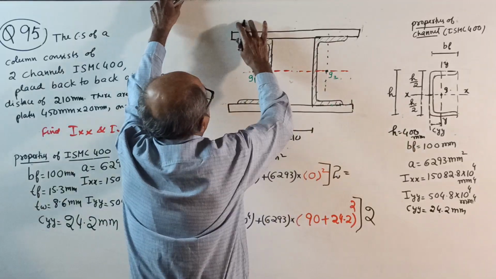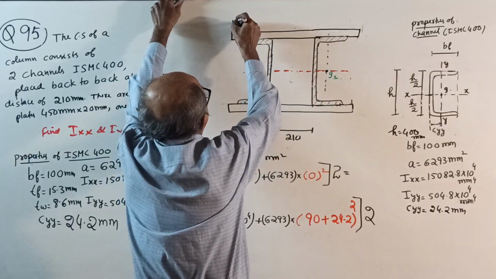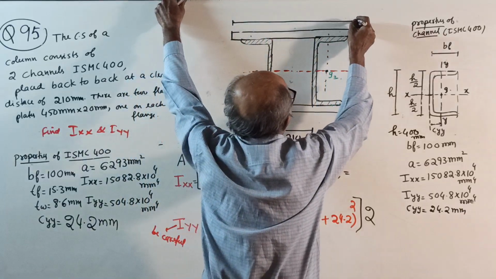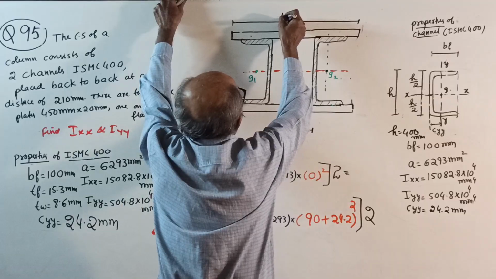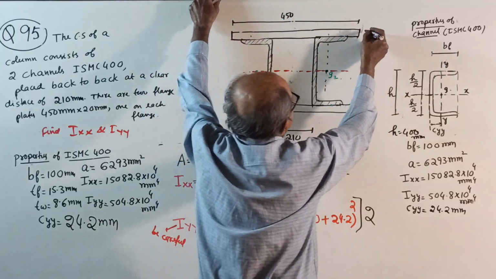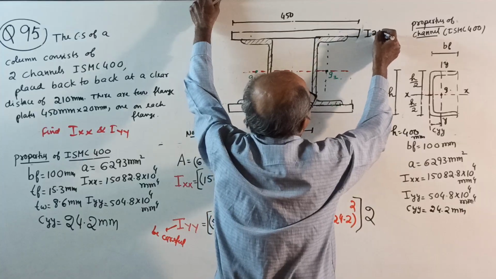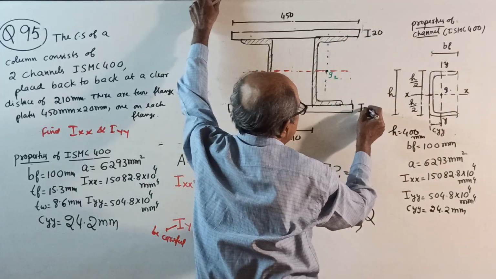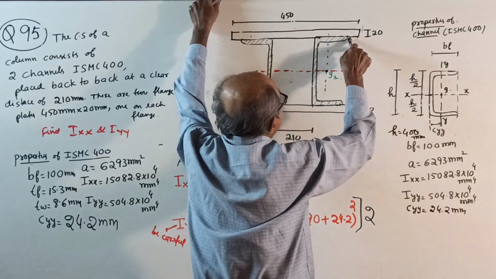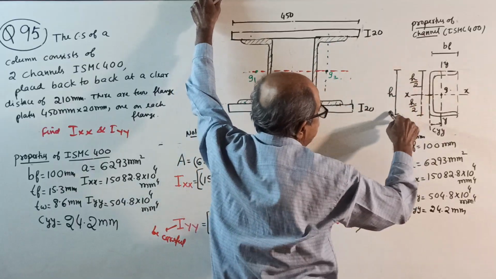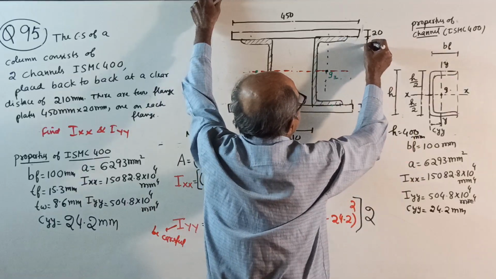For the plate they told the full width of the plate. How much is it? 450. Thickness is 20. I'll check the camera once. If it is not visible, I'll move the camera. Thickness is 20. And this depth h is nothing but 400. See, this is 400.